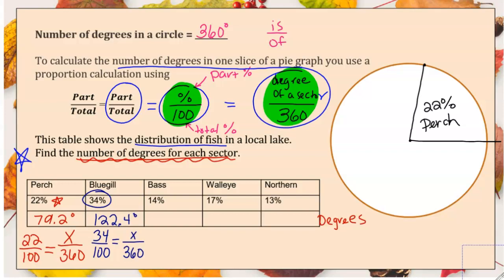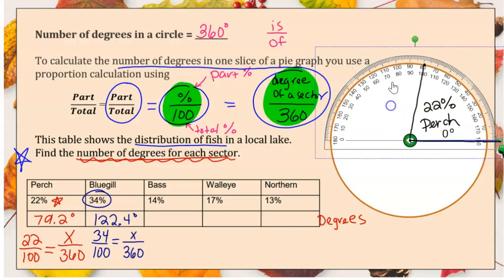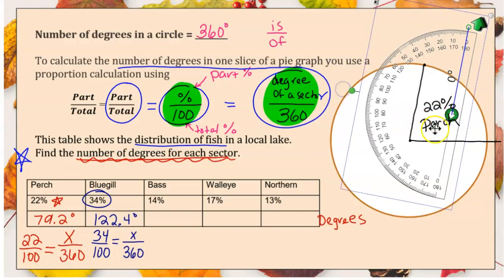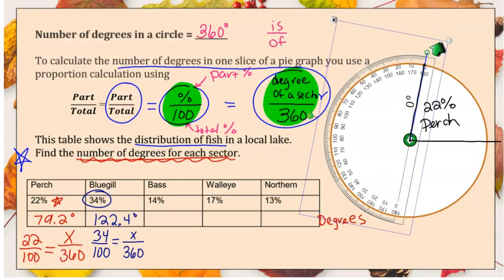Let's measure this one now. This time I'm going to still line up my center, except my 0 degree, I'm going to need to turn my protractor so that it lines up with my center and the ray of that sector. I don't need to draw my line this time because it's already drawn. So now I'm going to take it to 122 degrees. And this is an estimate, so I'm going to put my dot and my line. And this is 34% of our fish in the lake are bluegill.